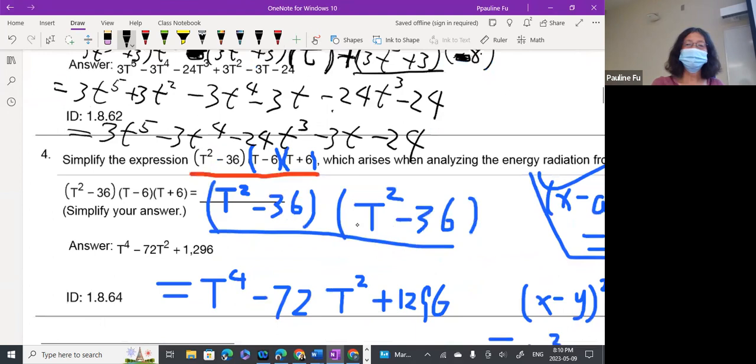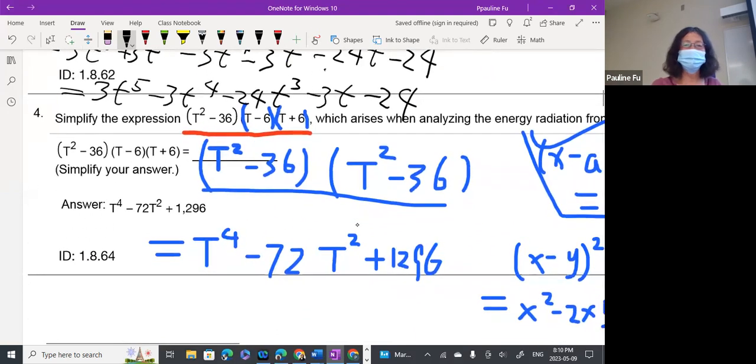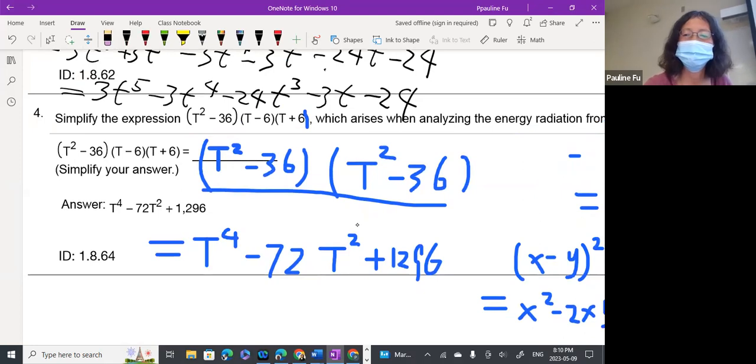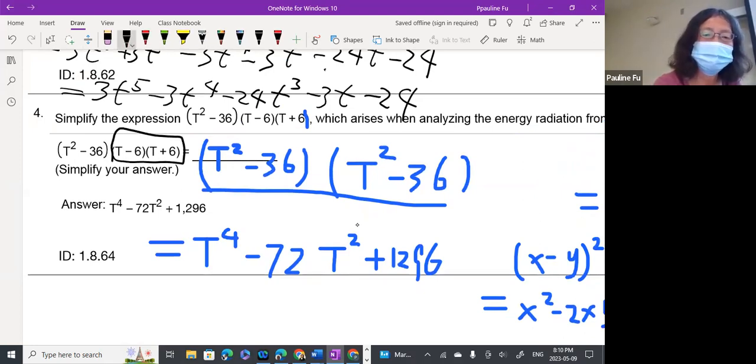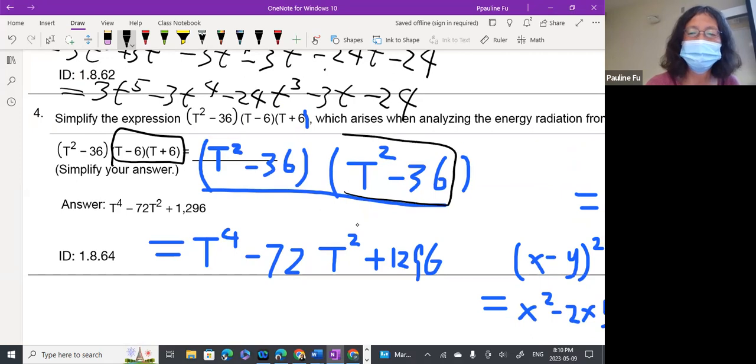Can we move on? Okay. Question 4. Simplify this one. So I give you the hint, you do this 2 first. So t minus 6 times t plus 6, it is just t squared minus 36. Copy down the first item.